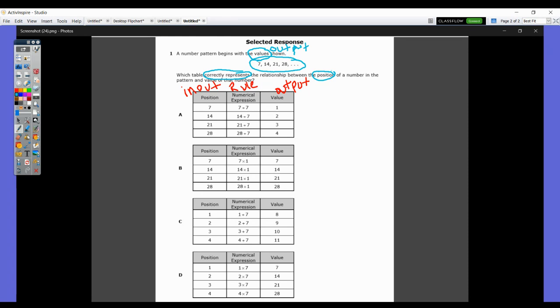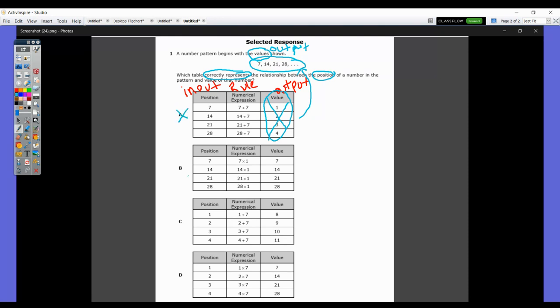Before I start, I can already eliminate a few answer choices. Remember, on these type of questions, you can eliminate. By looking at the first part of the question, it says that the values have to be 7, 14, 21, and 28. Just with that information, I can eliminate. Looking at answer choice A, they're saying again that the value has to be 7, 14, 21, and 28. Answer choice A does not have those values. So guess what? We can already eliminate that answer choice.